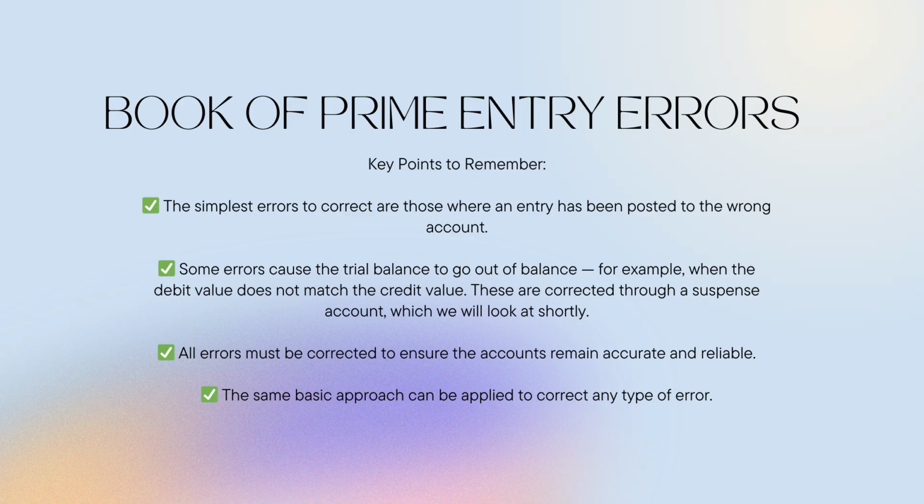So for example, when the debit value does not match the credit value, those will be corrected through a suspense account, which we will look at in a moment. All errors must be corrected to ensure that the accounts remain accurate and reliable, and the same basic approach can be applied to correct any type of error. So just keep that in mind.